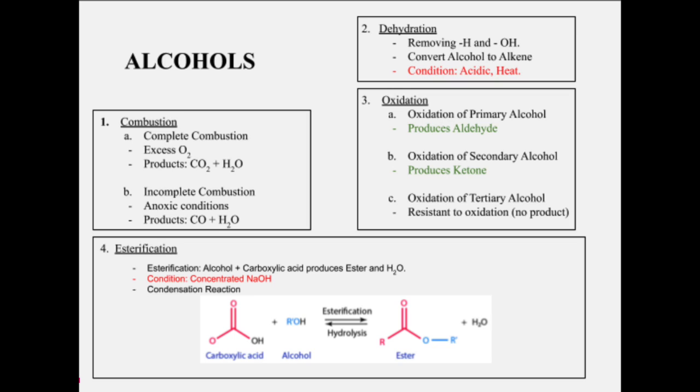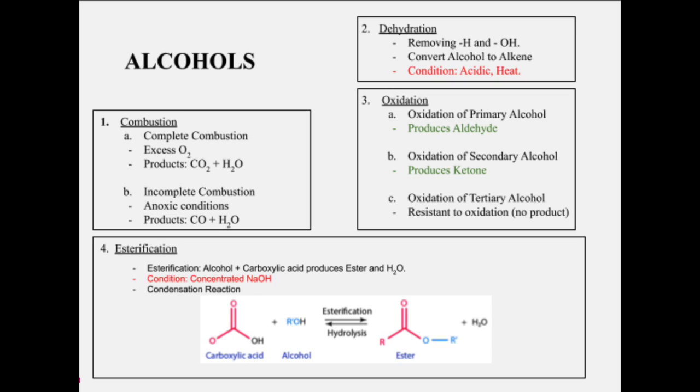Alcohols undergo four different types of reactions. The first one is combustion, which is similar to that of alkanes and alkenes. The second one is dehydration. This is removing one hydrogen atom and one hydroxyl group. This converts an alcohol back to an alkene. The condition for this is an acidic environment and heat.